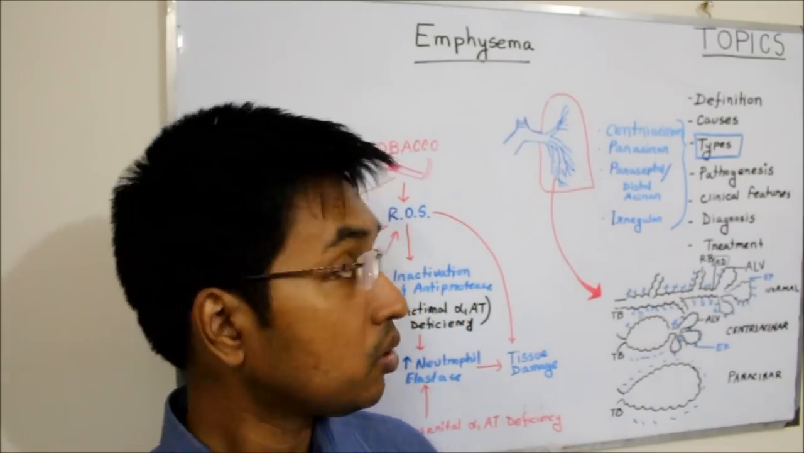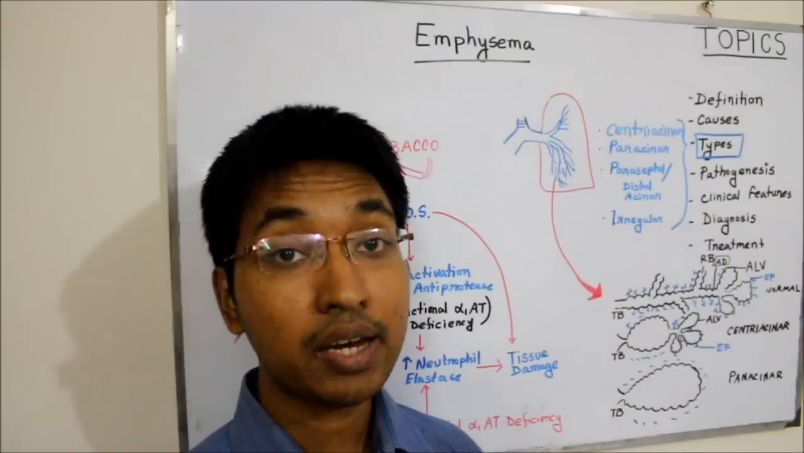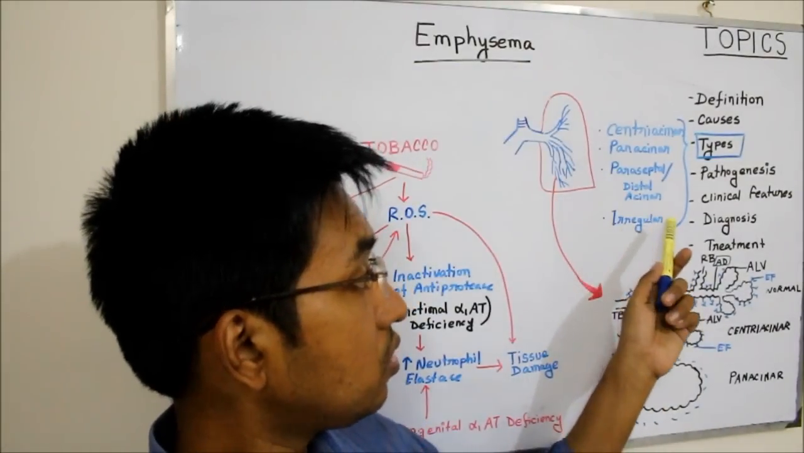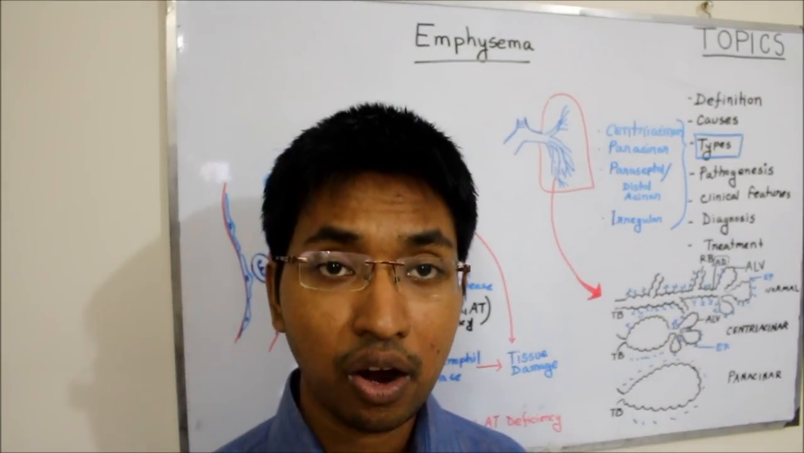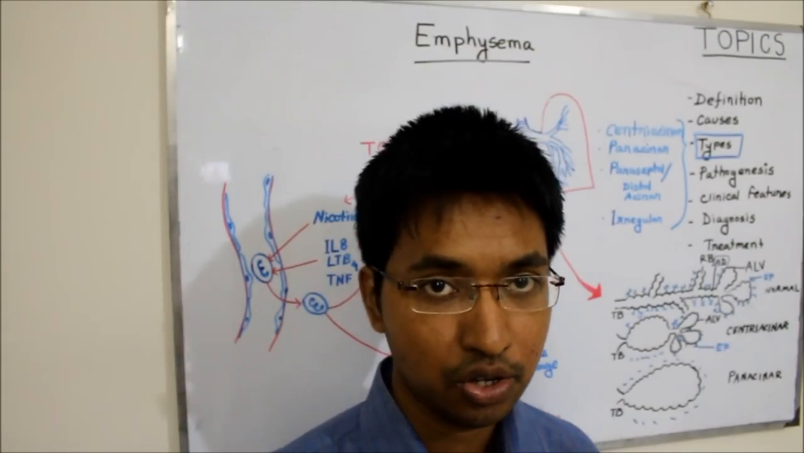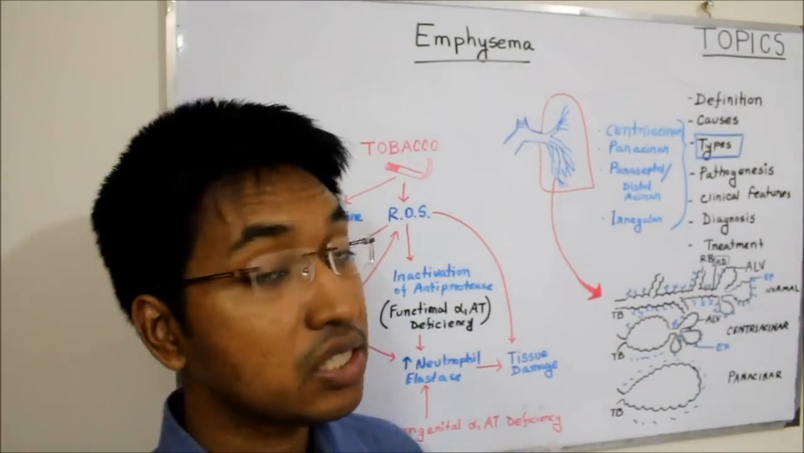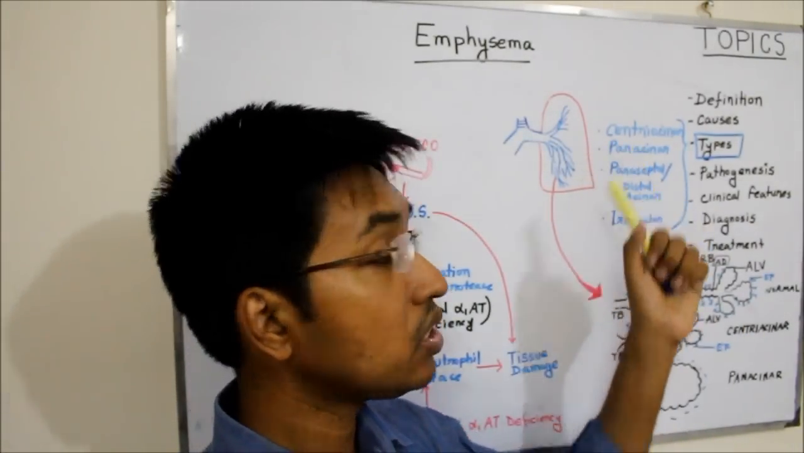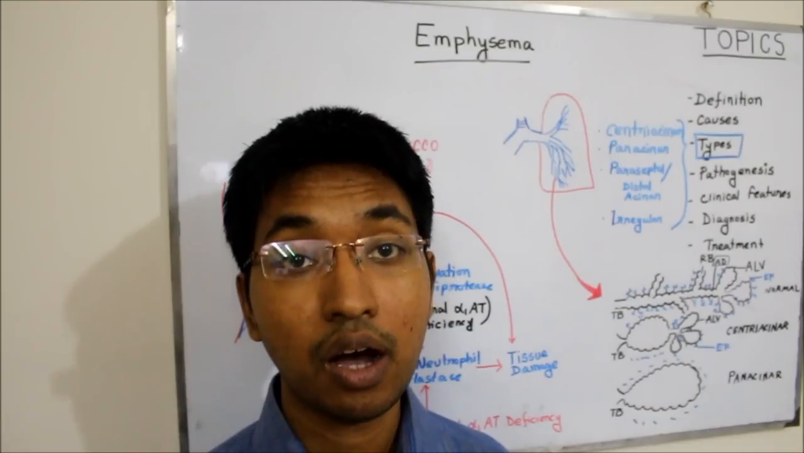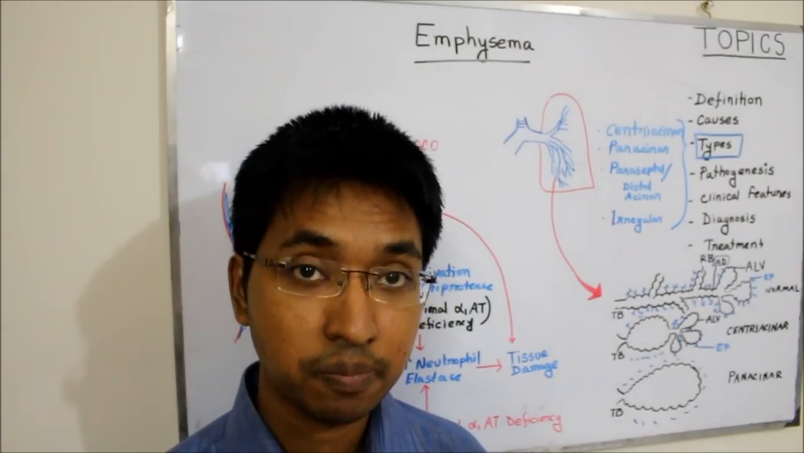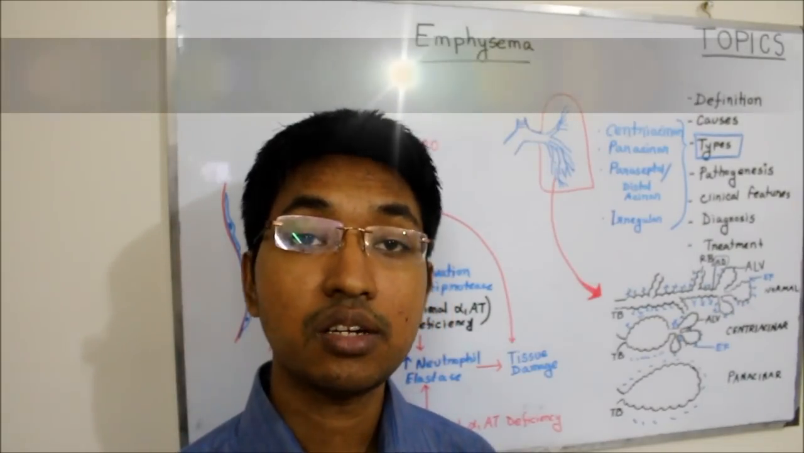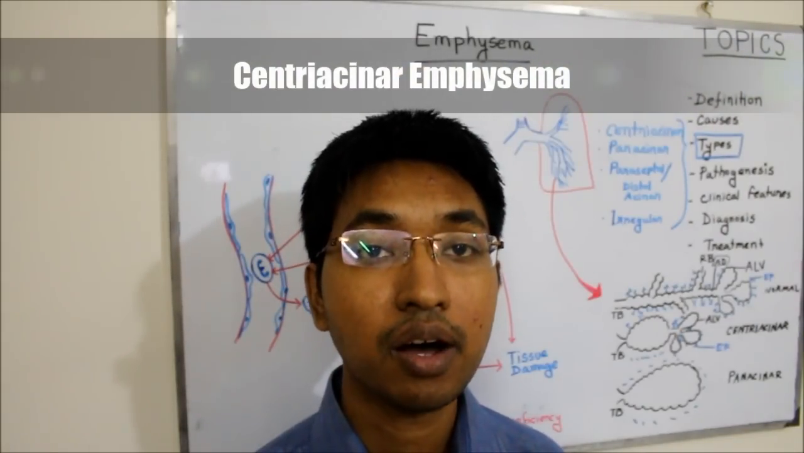And always remember the first two, the Centriacinar and Panacinar, they are clinically important, but the remaining two, the Distal Acinar and Irregular, they are less important because they are asymptomatic in most of the cases. So the most common variety of emphysema is the Centriacinar type of emphysema. 95% cases of emphysema are the Centriacinar variety. Now what do we mean by Centriacinar emphysema? To understand that, first we have to know what do we mean by acinus.